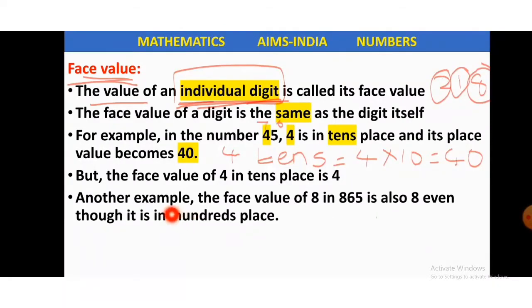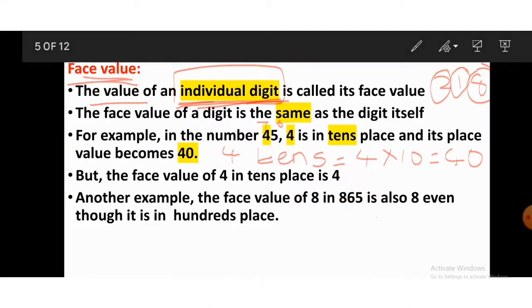Another example, the face value of 8 in 865. Which digit are we taking here? We are taking the digit 8. As it is mentioned here, face value is the same as the digit. Now the digit is 8, so the face value is also what? 8. Right? Very simple, right? You have to just write the same digit for face value. No places, no ones, no tens, nothing. They are asking you the face value of 8, so you have written just 8 here.